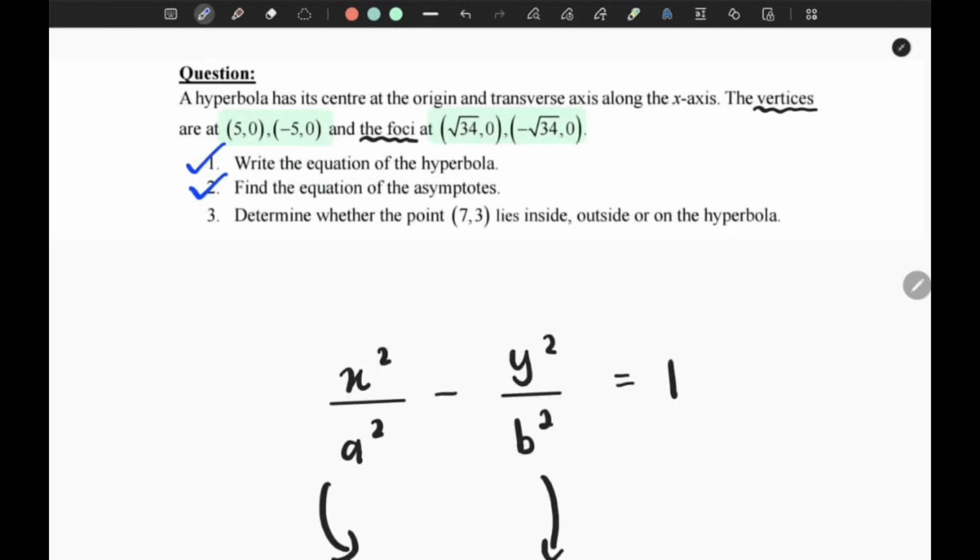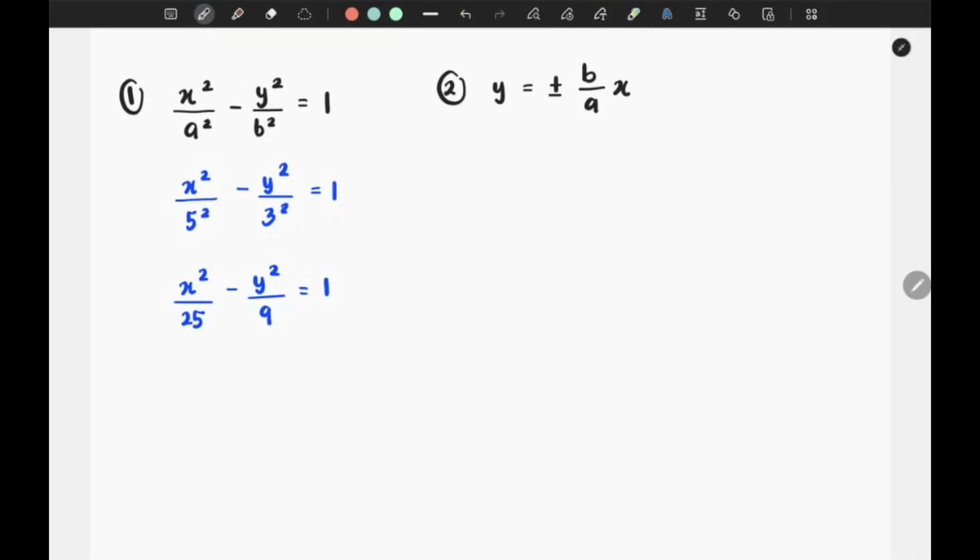Let's move on to the second question. It asks us to find the equations of the asymptotes. We all know that the equation of the asymptotes is y equals plus or minus b over a times x. Since we already have the values for a and b, just substitute those values into our equation. For the first equation, we will have y equals 3 over 5 x, and the second equation is y equals negative 3 over 5 x. Super easy, right?